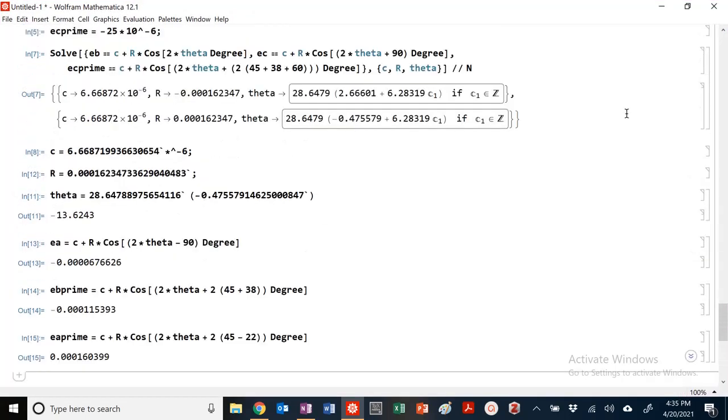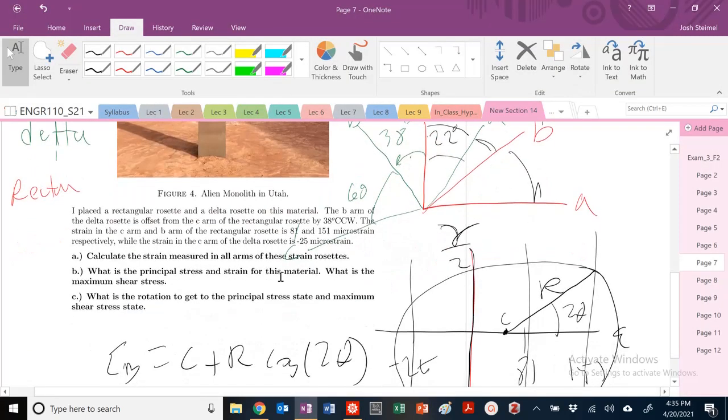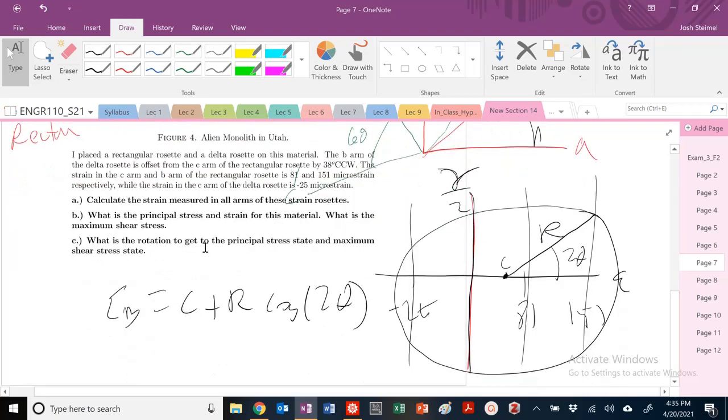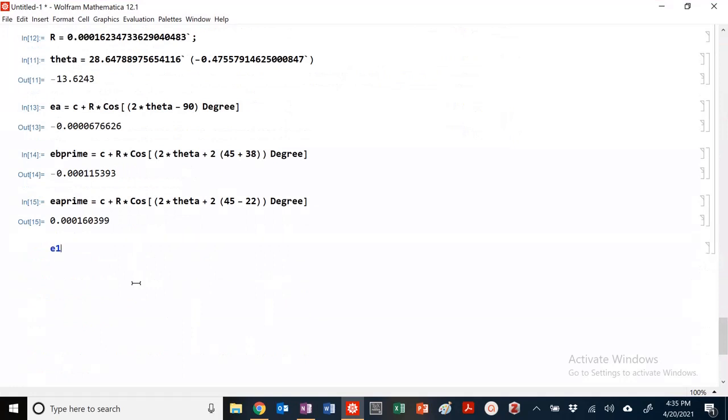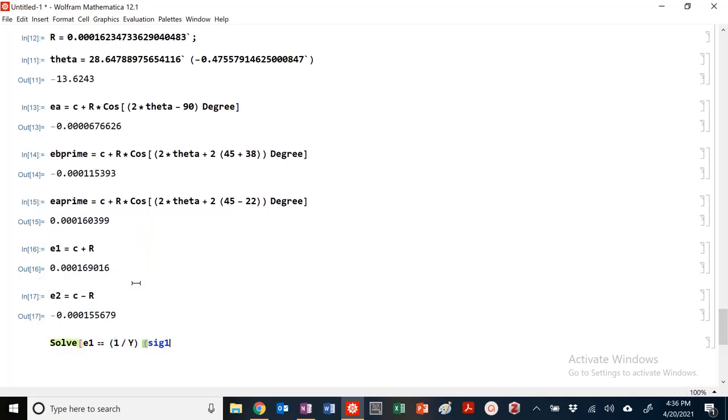And again, you can just see it's just geometry related. Fantastic. So we got all the strains. What about the principal stress and strain for this material? Well, we know that the principal strain E1 is going to be C plus R. E2 is going to be C minus R. And then I'm going to solve for sigma 1. E1 equals 1 divided by Y, sig1 minus nu times sig2.